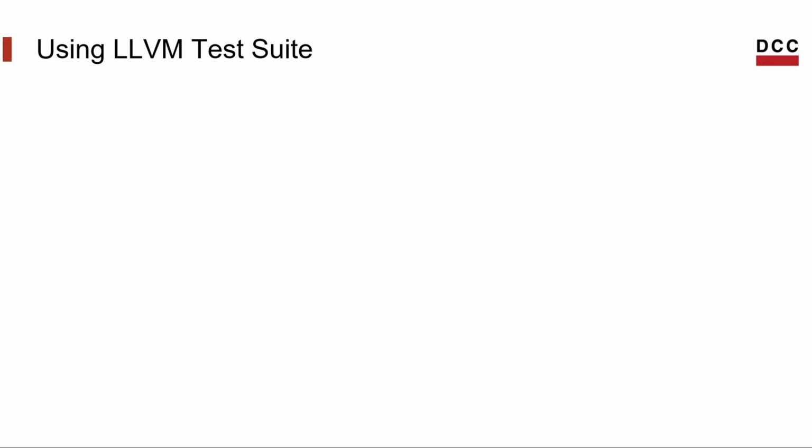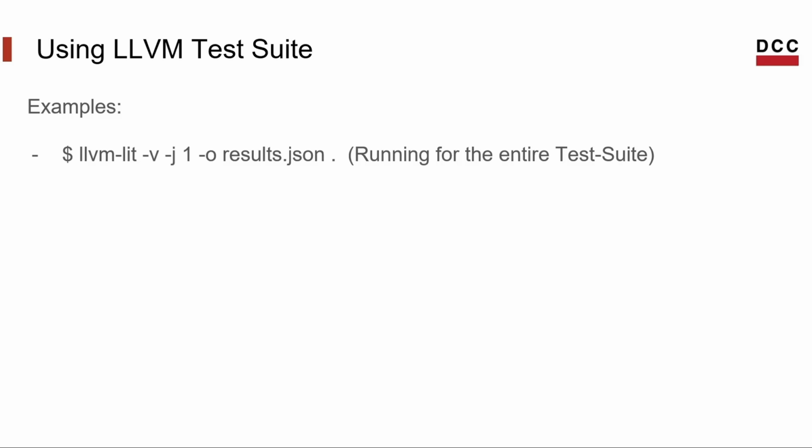And now let's see how to use the LLVM test suite. I chose some examples to exemplify how it works. So here the first one. Here I'm calling the LLVM lit, the test runner, passing the -v flag for verbose output. I'm allocating just one core to run the tests, setting result.json as the output file, and passing dot as the directory. So here I'm running for the entire test suite.